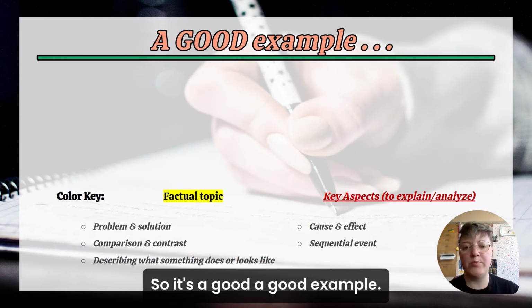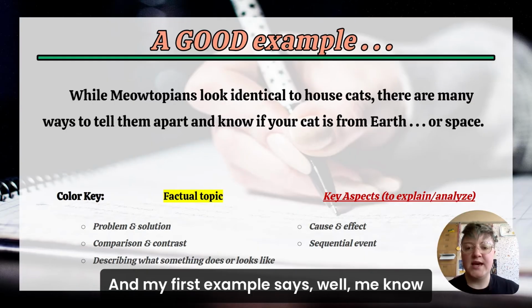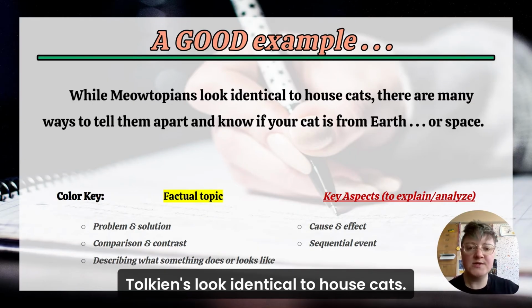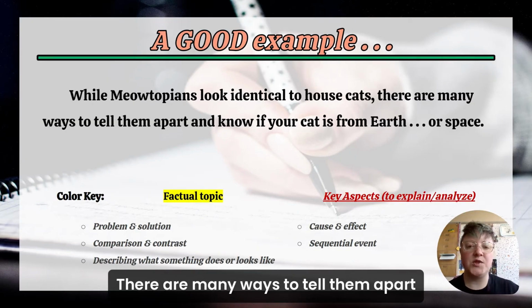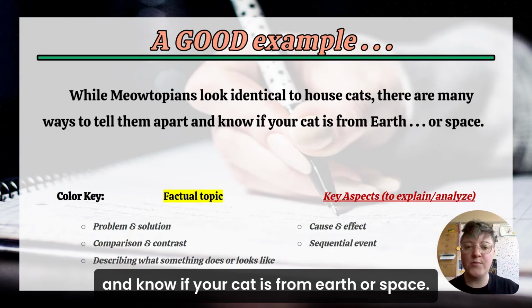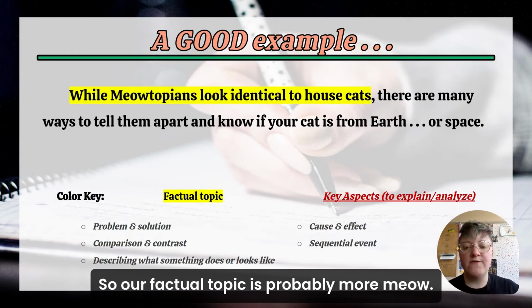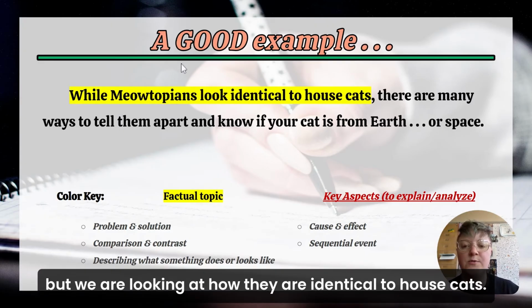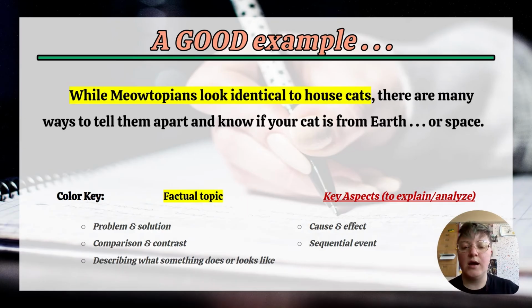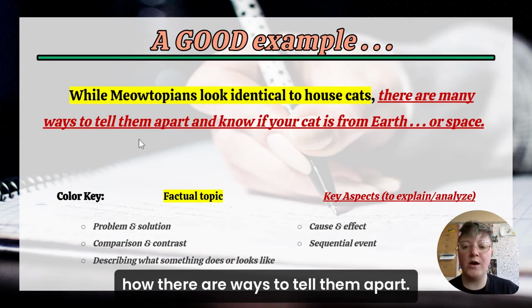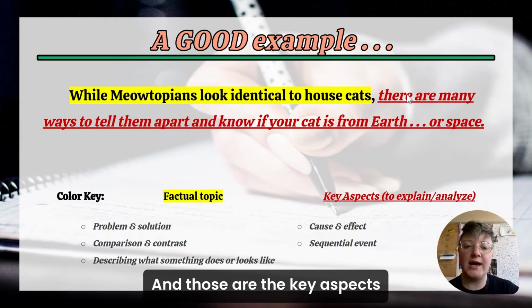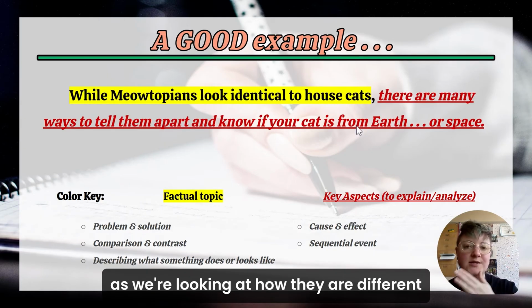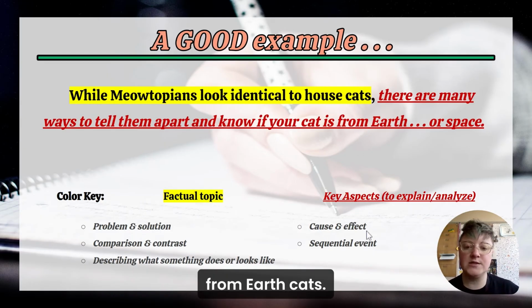So let's look at a good example. Our first example says, while Meowtopians look identical to house cats, there are many ways to tell them apart and know if your cat is from Earth or space. So our factual topic is probably more Meowtopians is the real topic, but we are looking at how they are identical to house cats. But we're also going to talk about how there are ways to tell them apart. And those are the key aspects, is we're looking at how they are different from Earth cats.